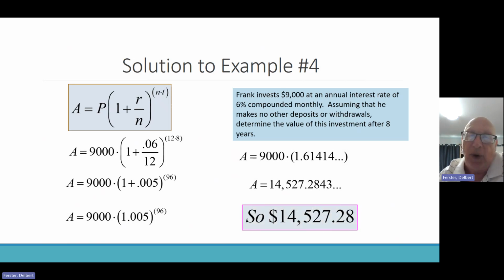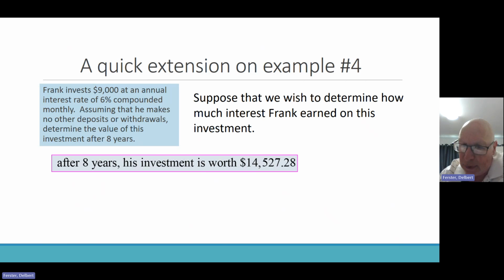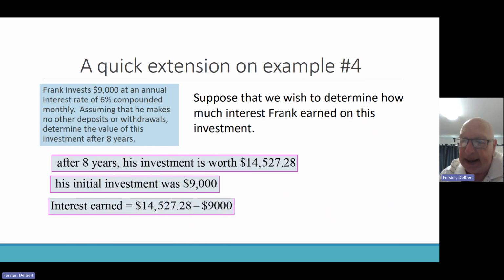$14,527.28. So again, if you wanted to know how much of that was interest, well, heck, you started with 9 and you're now over 14. The difference between those numbers represents the interest earned. So in this case, $5,527.28. The formula's fun. The formula's nice. Be careful with N. It'll get you in trouble if you're not. Look for how often you're compounding as it relates to the problem, and that identifies the value for N.